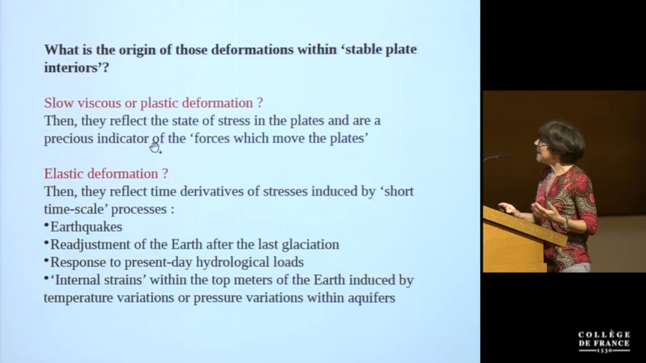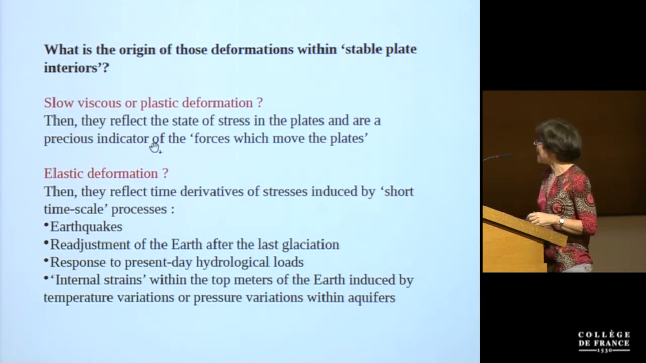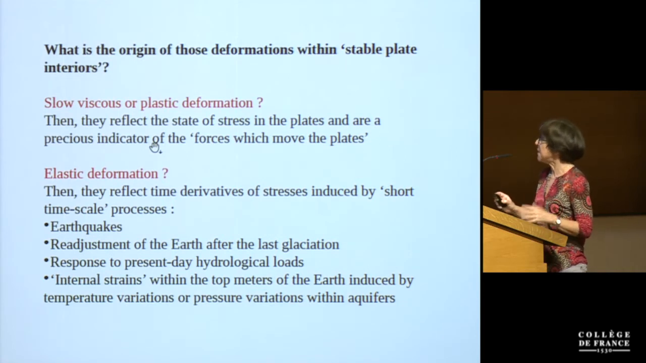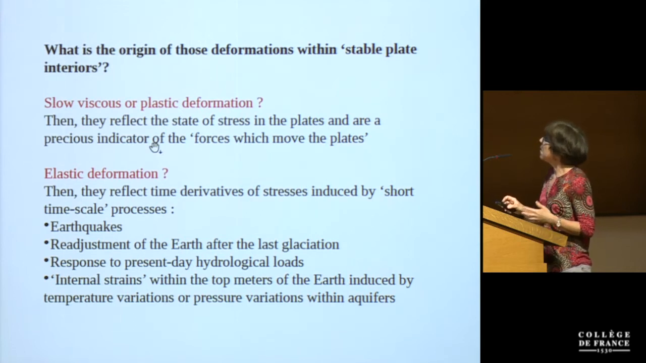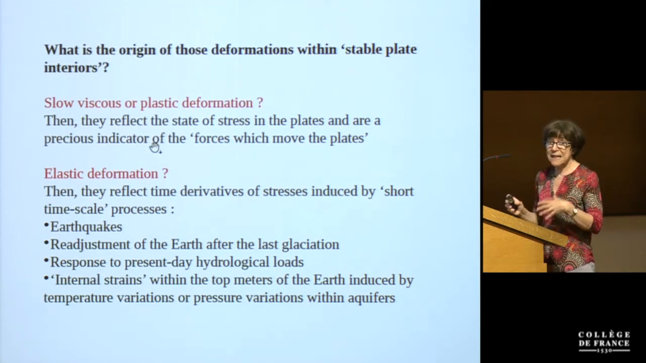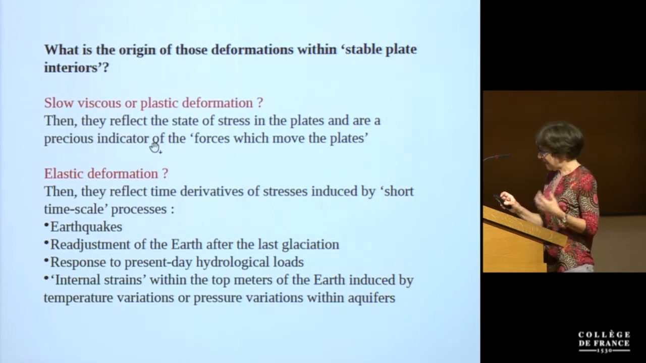And then there can be some smaller strains linked to deformations in the top layers of the plates, for example, internal strains linked to temperature variations or pressure variations within the aquifers, and those are within the few meters or the few top kilometers of the surface of the Earth. So we'll try to think essentially whether those elastic deformations can be important and how they can alter slightly, perhaps, our vision of what plate deformation and plate velocities are.